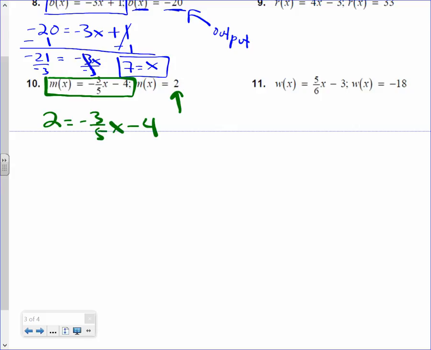Pre-algebra and Math 1 days, how to get x by itself now. I want to get x alone. I said, add 4 now. You're the man. So negative 4 plus 4 is gone. I got negative 3/5 x equaling 6.